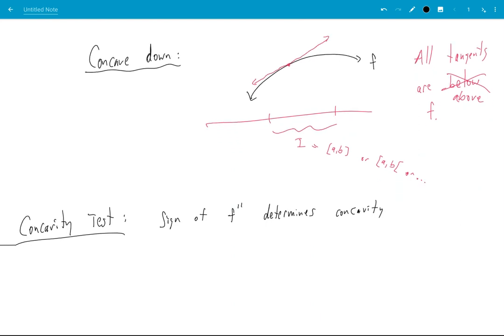And if f double prime is 0, that means there's no concavity, let's say no curvature. So you have a straight line. Okay, this is all kind of roughly speaking, but it's a good way to conceptualize it, at least at the beginning. Okay, so let's write this down.